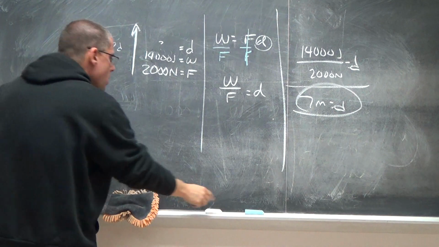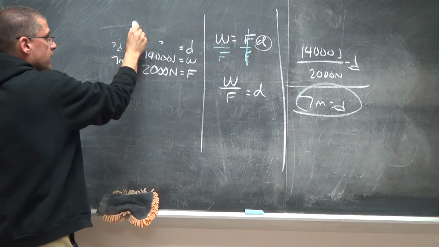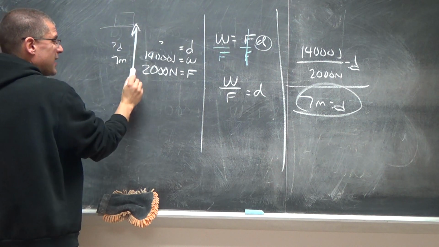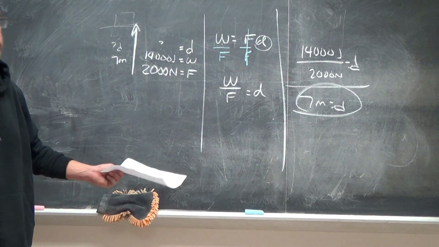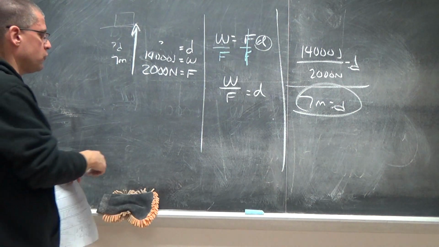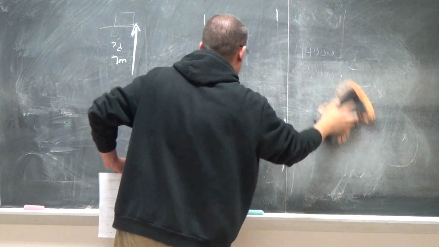Okay, so the wall we have to push this up is 7 meters. So if I want to get this box up to here, I got to pull hard. 2,000 newtons, only 7 meters. I can't do that. So now we're going to use Pythagorean Theorem. So I'm going to erase this part, but I'm going to keep the wall.